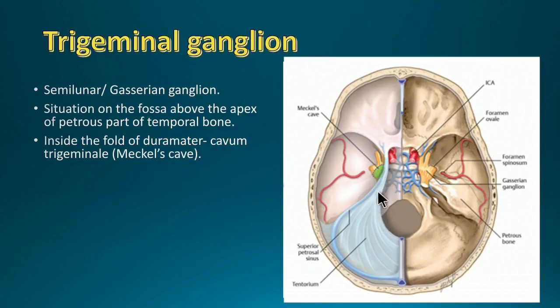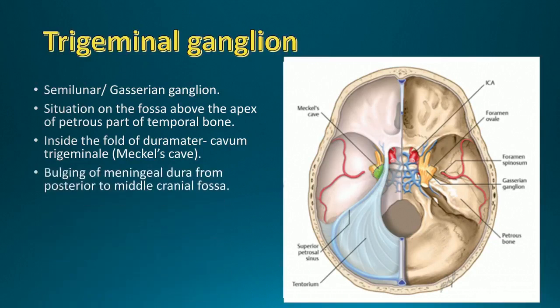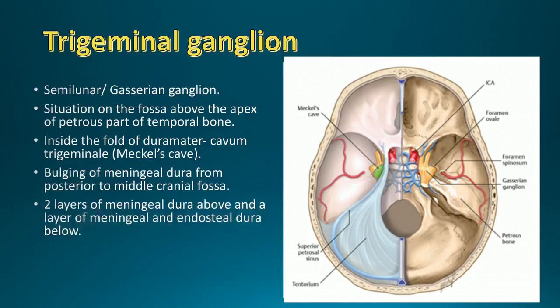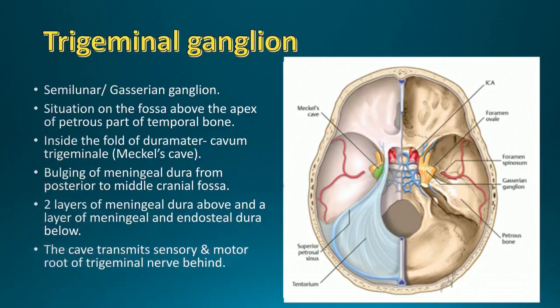when it is coming, it brings along with it a fold or diverticulum of meninges, ballooning of the meninges along with it. So because of that, above the ganglion you have one meningeal layer, other meningeal layer, two meningeal layers. Below the ganglion you have one meningeal layer and the floor lined by the endosteal layer. Okay, so two meningeal layers above and one meningeal, one endosteal layer below.